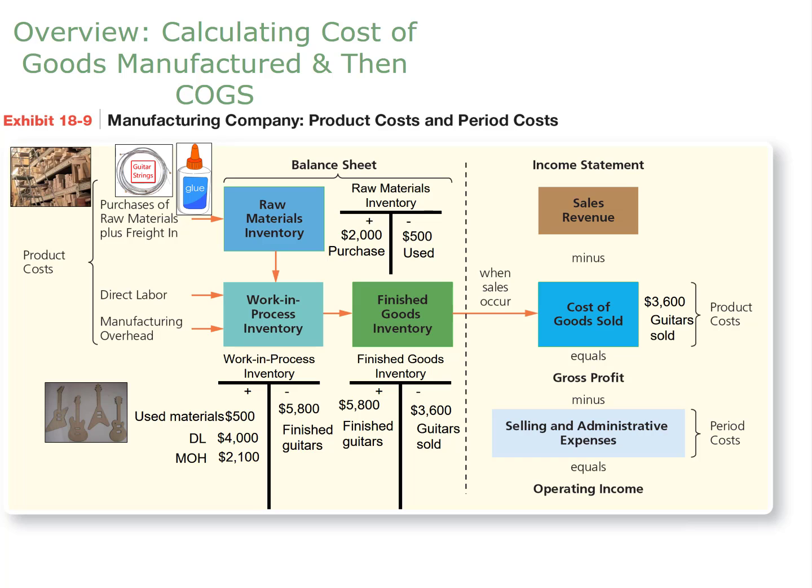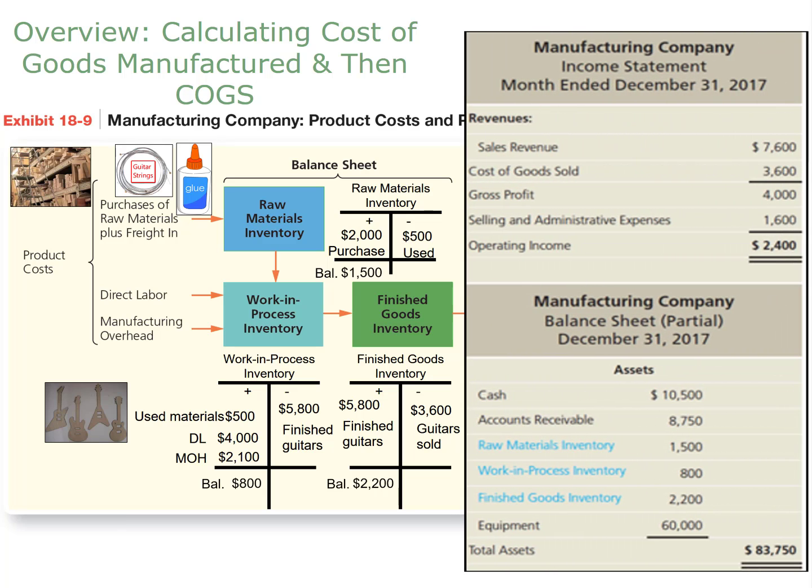Now we can determine our ending balances of our inventory accounts. Raw materials has an ending balance of $1,500. We're just doing the math. Work in process has an ending balance of $800. And finished goods has an ending balance of $2,200. Now, if we bring in the company's income statement and balance sheet, we see that the ending balance of raw materials appears on the balance sheet. This means that as of December 31st, the company had $1,500 of raw materials that have not yet been used.